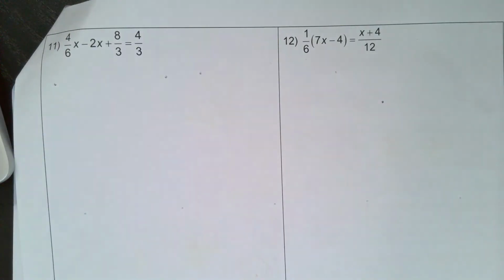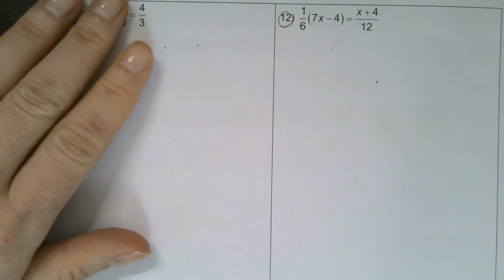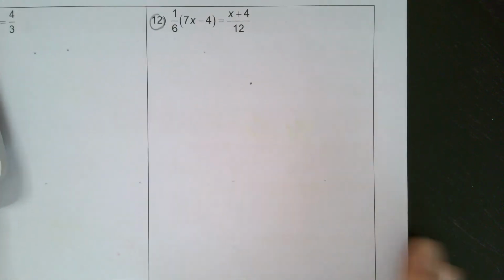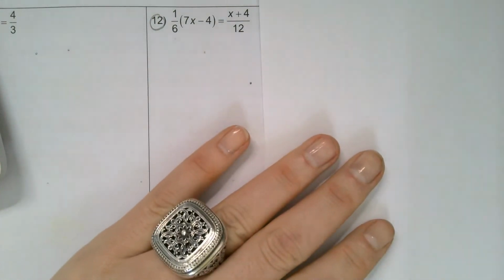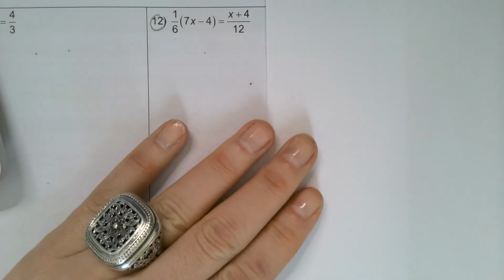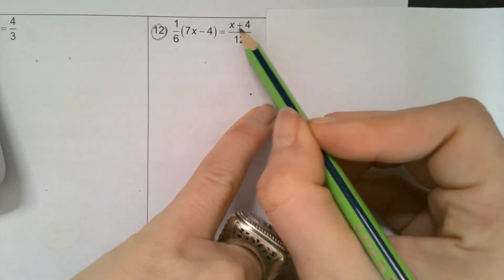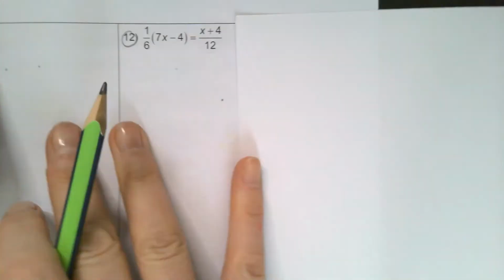12 looks a little different. Okay, so let's look at 12. We can do 12 two different ways. Okay, so I'm going to show you both ways, and then you choose what you like. Okay, all right. So I'm going to rewrite this. Okay, let me move this over a bit.